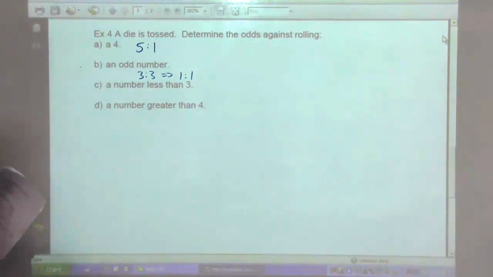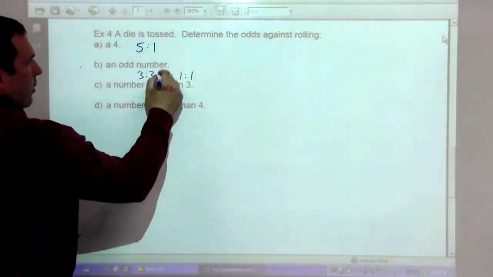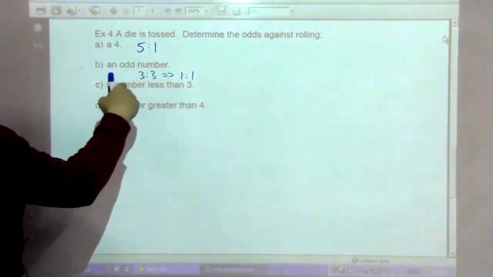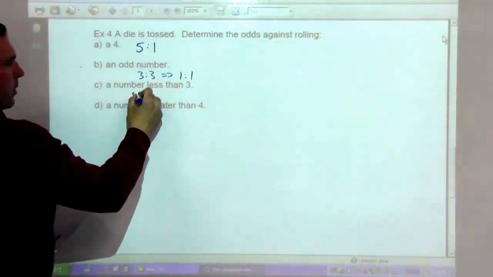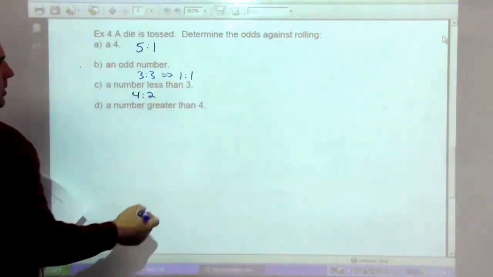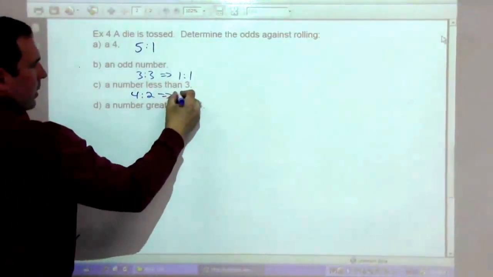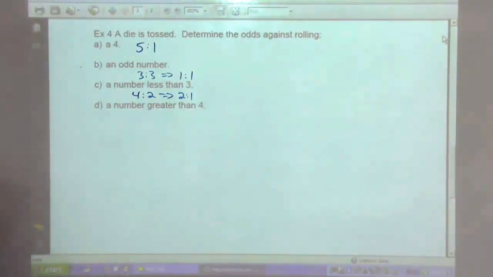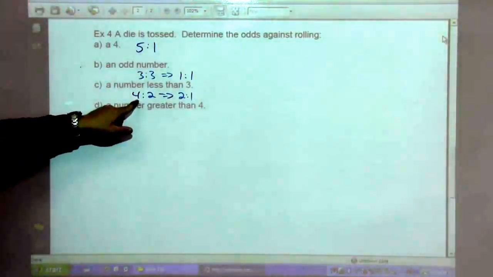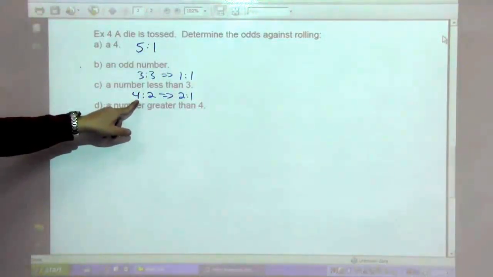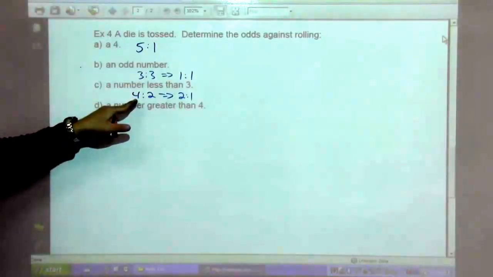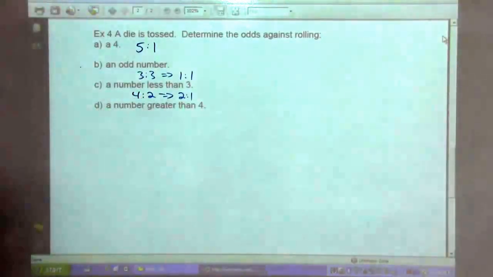The odds against rolling a number less than 3. There are 4 things that are not less than 3. There are 2 things that are less than 3. So that's 2 to 1. So again, there's 3, 4, 5, 6 that are not less than 3 because we're going against a number less than 3. So 4 things are not less than 3, 2 things that are less than 3.